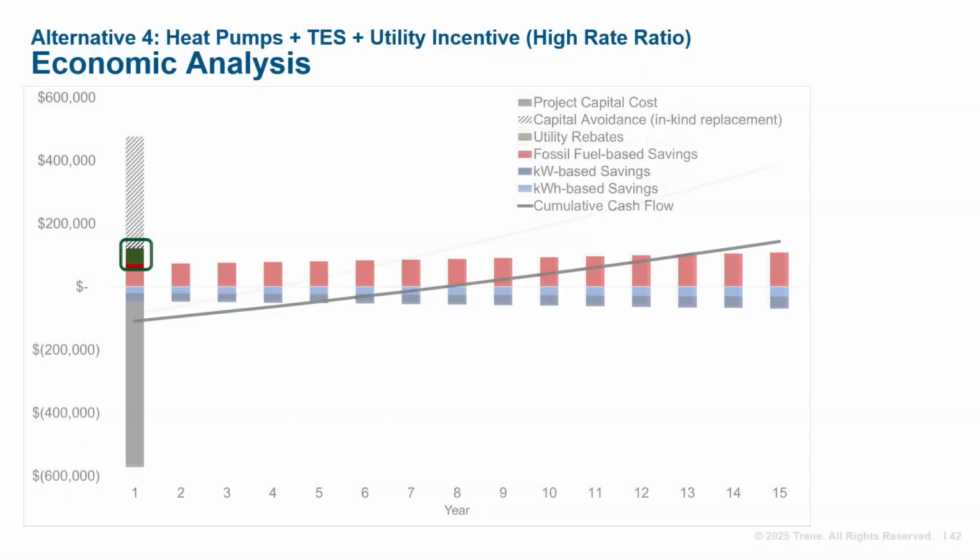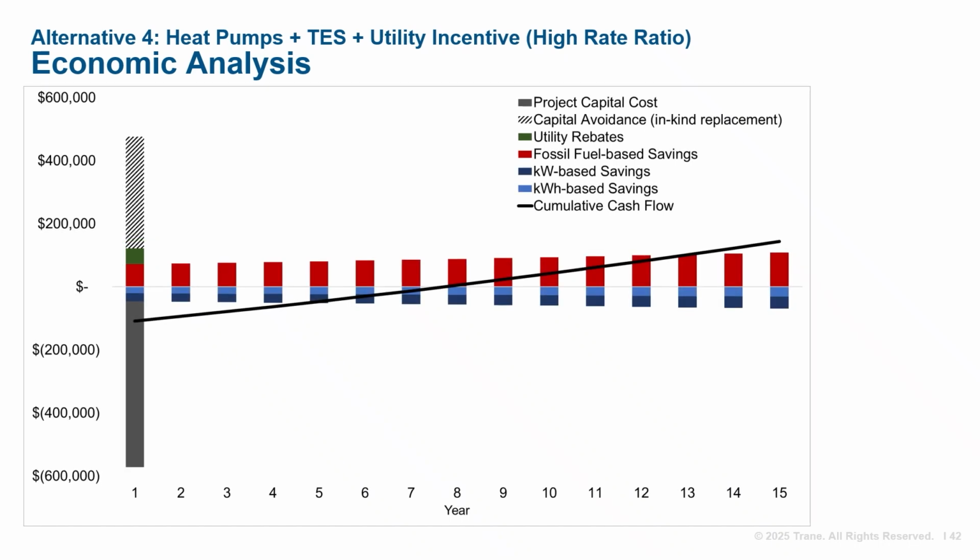Thermal energy storage is one that utilities often incentivize because it shifts electrical load from peak to off-peak generation periods, which is better for them too. This green bar accounts for a modest utility rebate to help offset the initial project cost. This helps reduce the total cost in year 1 and moves the payback period forward to year 8.